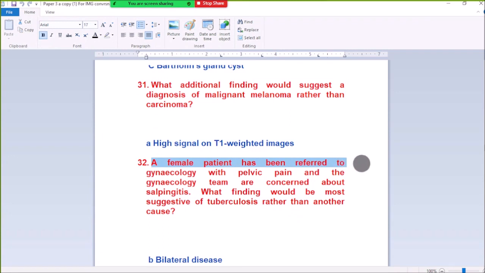32. A female patient has been referred to gynecology with pelvic pain and the gynecology team is concerned about salpingitis. What finding would be most suggestive of tuberculosis rather than another cause? Bilateral disease.